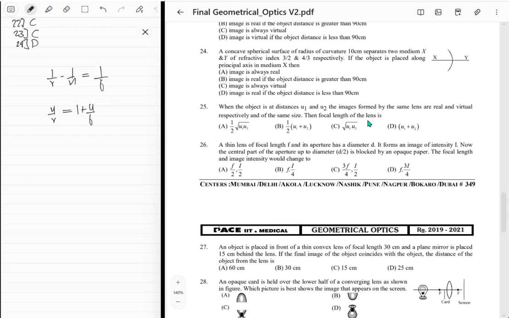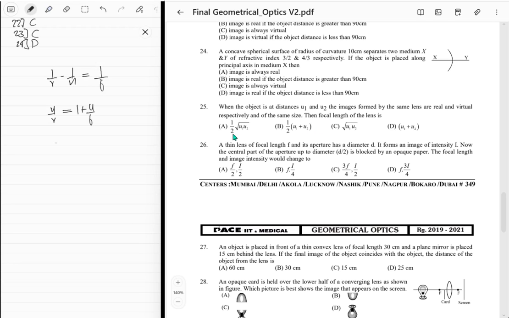Yeah, okay. Oh no, these are of the same size. They're not saying these are 1 or -1. Wait, or are they saying that? Oh yeah, I don't know. Focal length of the lenses.